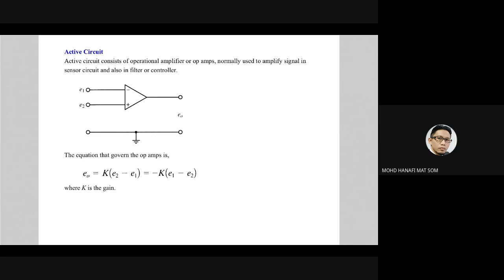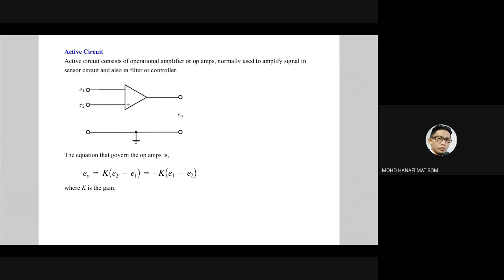All right, so we proceed to the next slide. Here is the active circuit. Previously we have learned about the passive circuit where we have the RLC components, and mostly our examples were RC components. So now we have the active circuit, which basically has the op amp in it. The op amp is used to amplify the signals that we usually have in a sensor circuit, also in a filter or controller circuit.